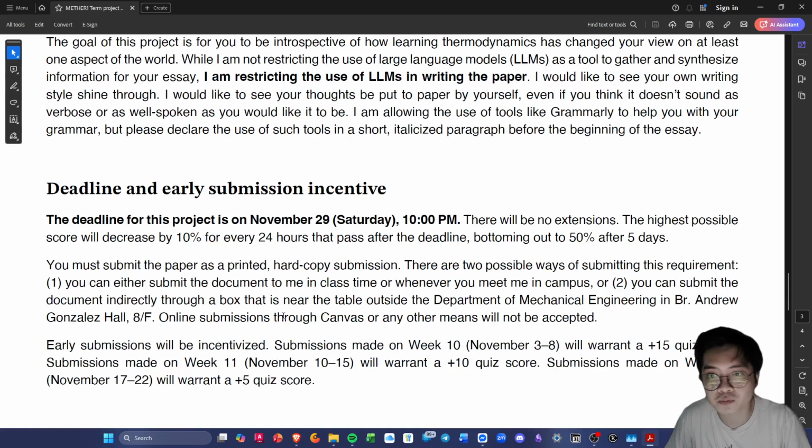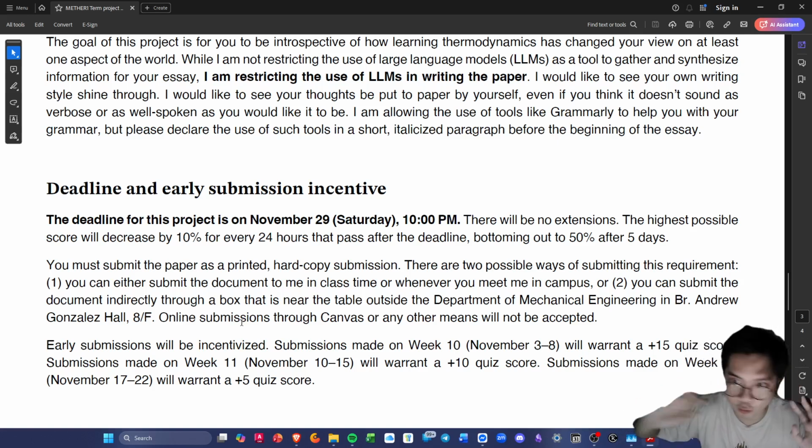There are 2 possible ways of submitting this requirement. Either, number 1, you can submit the document to me in class time. We will meet, right? For EE1 and EE2, we will meet 7:30 to 9. So you can just hand it to me, right? After class, before class, or whenever you meet me in campus, okay? Whenever you meet me, you can give it to me and then I'm like, okay.